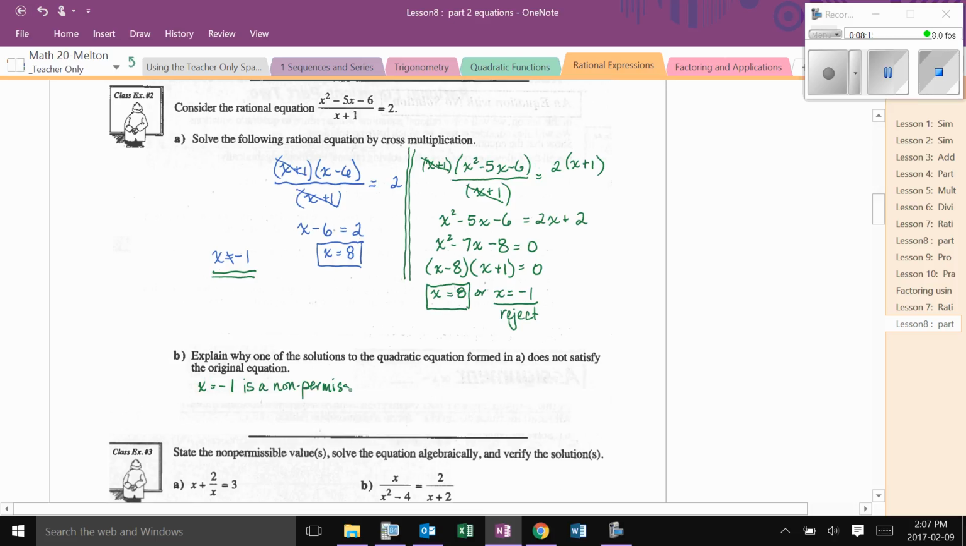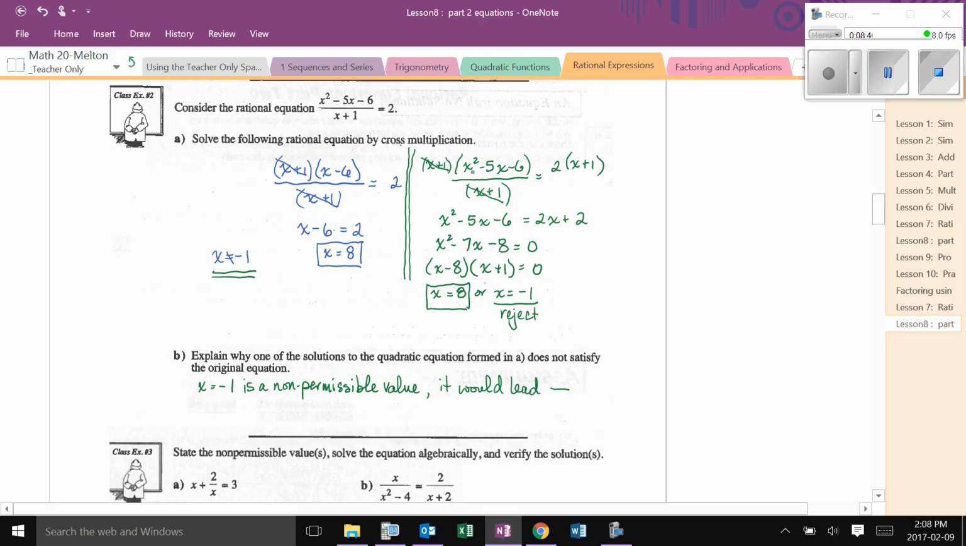and of course, why is it a non-permissible value is if we were to substitute it in, it would lead to us dividing by 0. So it would be then as -1.